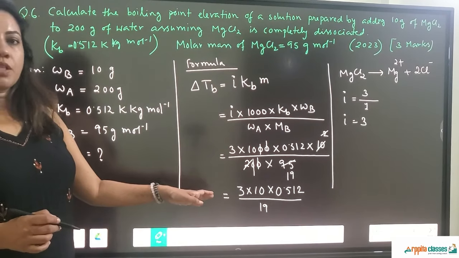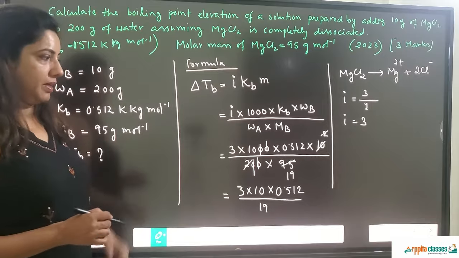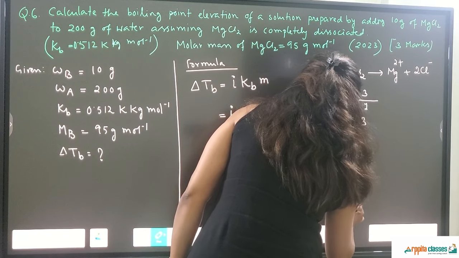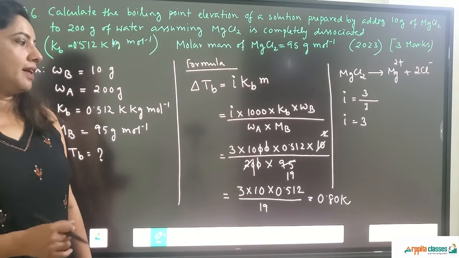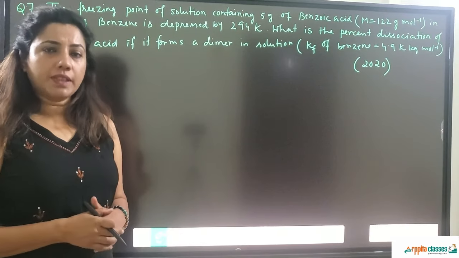So if we calculate this, we should get the value of delta Tb, 0.80 Kelvin. So this is the value of delta Tb. Please do the calculation and get the answer checked. So we'll start with the next question.